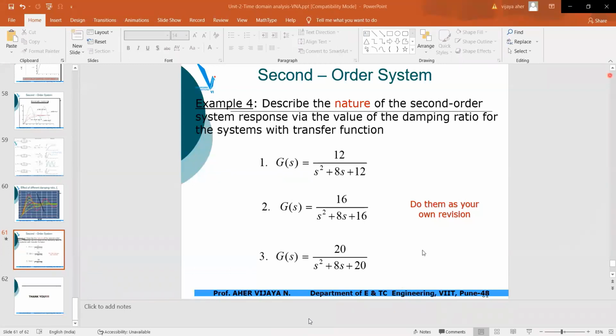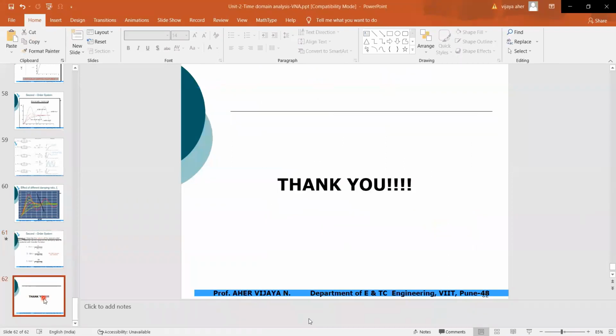Clear? Yes, ma'am. Okay. So please write these 3 equations, and with this unit 2 is completed. Small part is remaining, that is steady state error. Okay, it will take small time. So with this unit 2 is completed. Thank you, students. Any doubt? No, ma'am. Thank you. Understood?